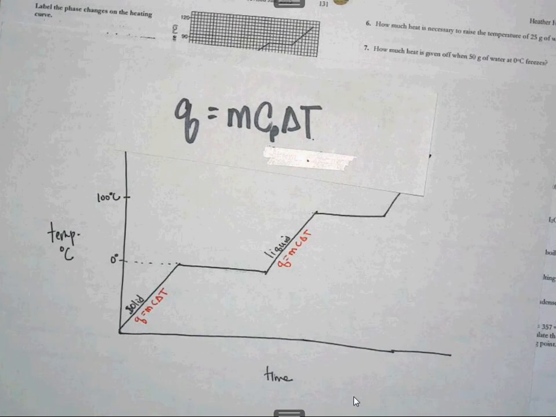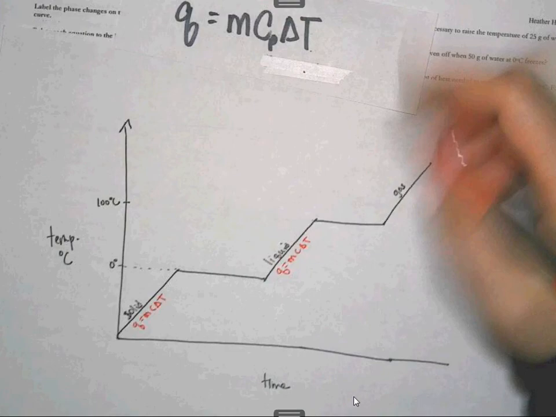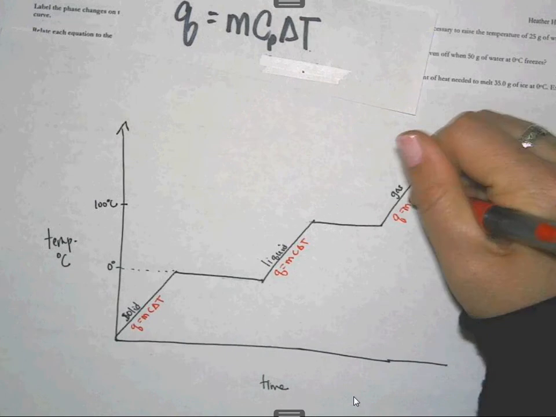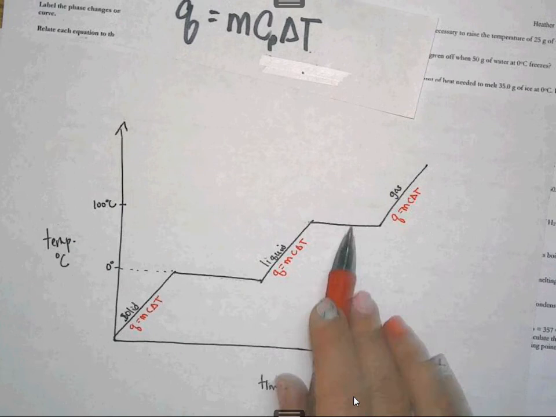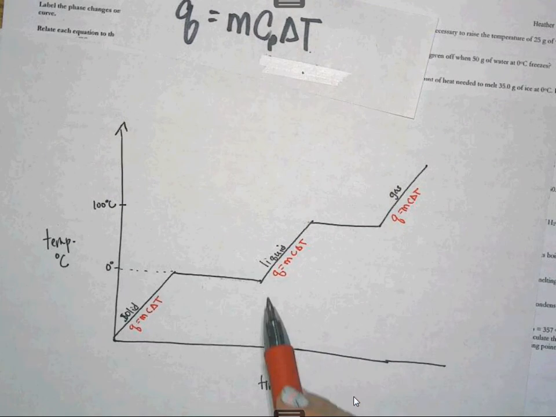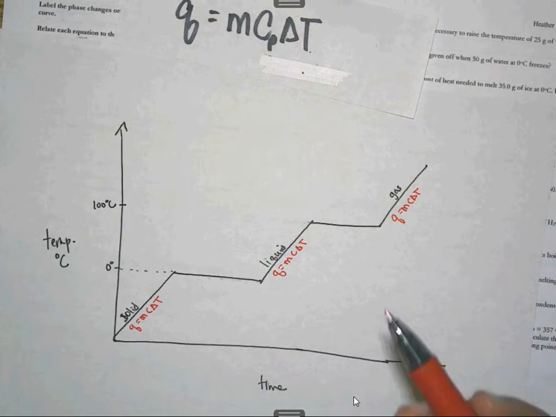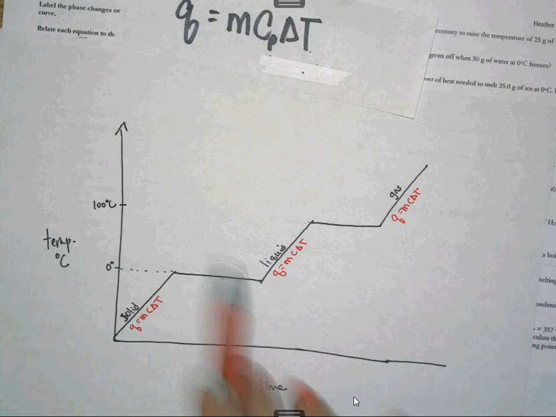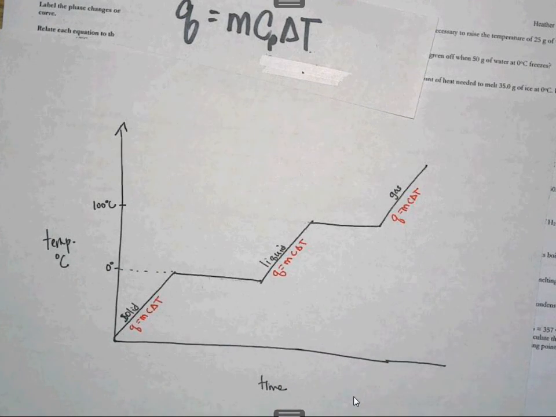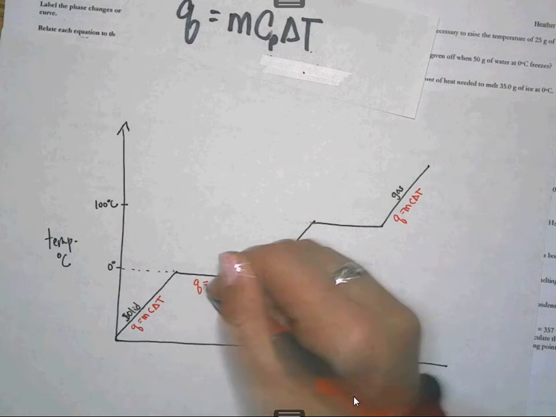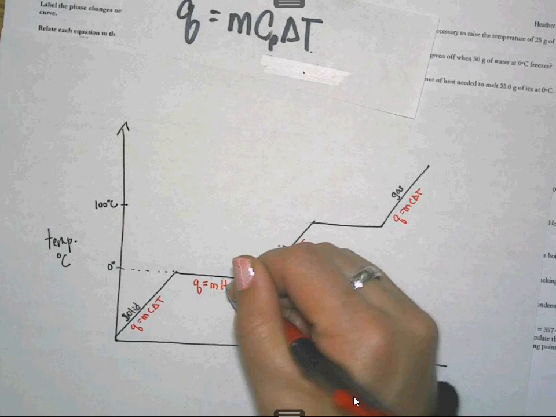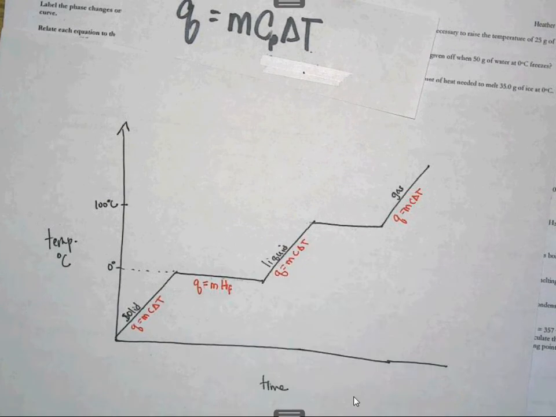I can't do that. But in these places right here, when it's a solid, I can use this equation because the temperature does change. I can find the specific heat of water. I can find the mass of water. Same thing goes right here for a liquid. I can use Q equal to MC delta T for a liquid. And I can also solve Q equal to MC delta T for a gas. It'll be just like our old problems.